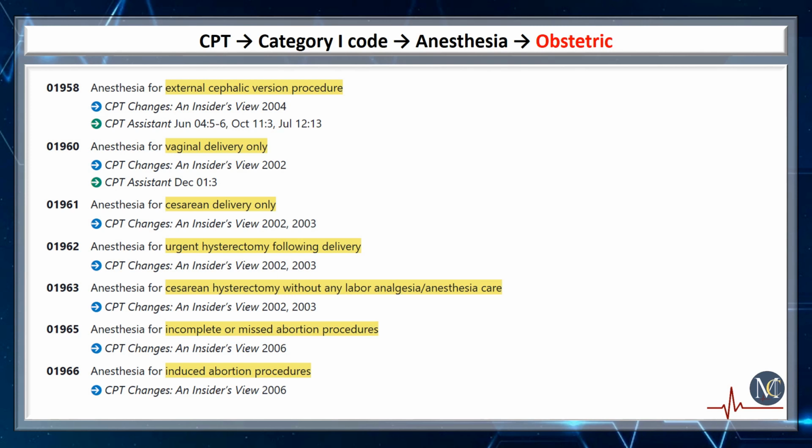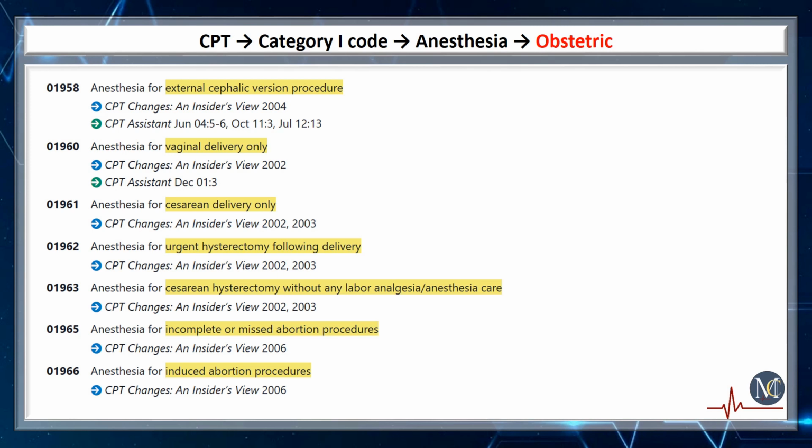Next code is 01960, anesthesia for vaginal delivery only. Next code is 01961, anesthesia for cesarean delivery only. Next code is 01962, anesthesia for urgent hysterectomy following delivery. Hysterectomy is a surgery to remove the uterus. Next code is 01963, anesthesia for cesarean hysterectomy without any labor analgesia or anesthesia care.